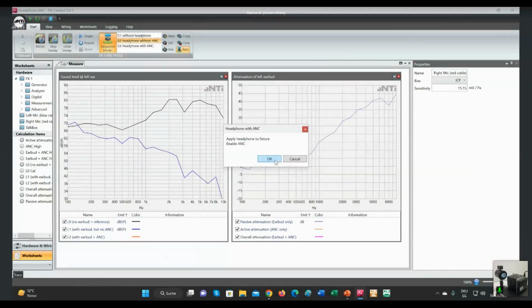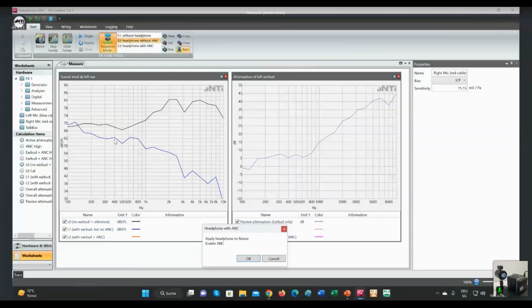Maybe you heard the pink noise in the background coming from the talkbox. So this curve here, the blue one on the left-hand side, shows me the sound pressure at the microphone of the test jig behind the left earbud. And on the right-hand side, you see the attenuation. This is the calculated attenuation by comparing against this reference curve.